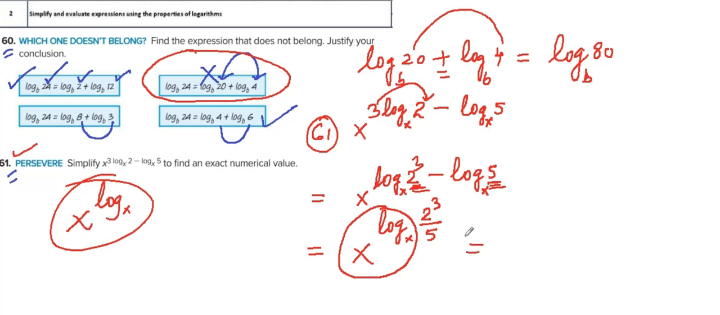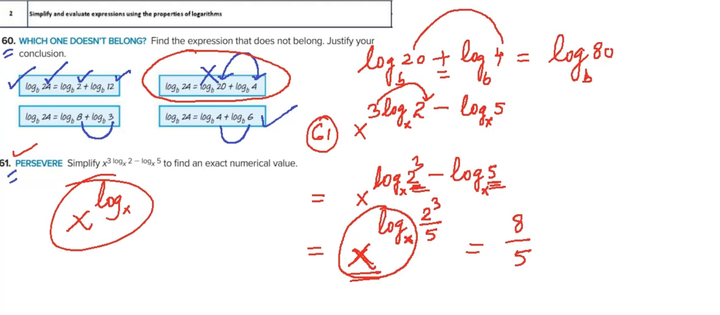So what is left here? 2 power 3 is 8, over 5 is your answer. Whenever the base is x and the logarithm is given in the same x form, this is 1, so your answer is 8 over 5.